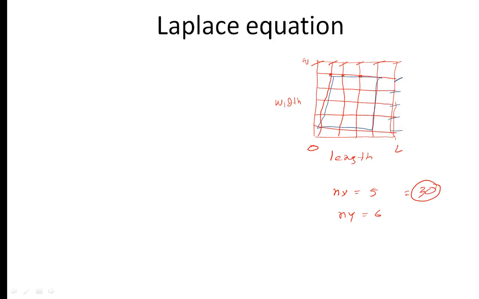Let's go to our general equation. This is the top boundary condition. This is the right boundary condition. This is the left, and this is the bottom. So we have to determine our top boundary condition, left boundary condition, right boundary condition, and bottom boundary condition.